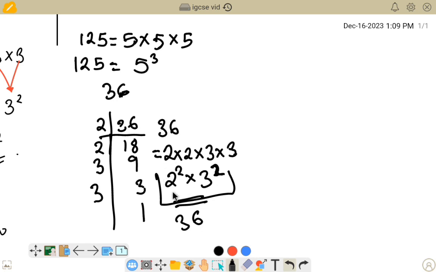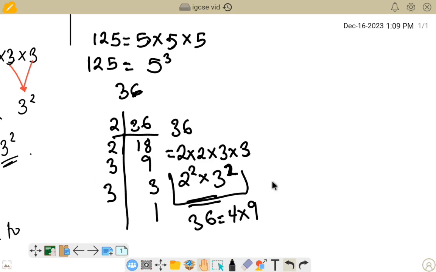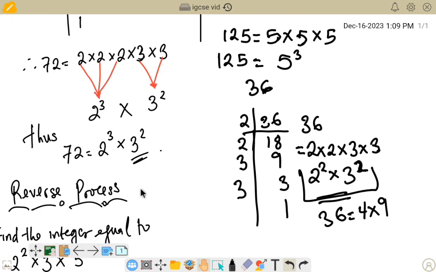This is 4. 2 times 2 is 4. And 3 times 3 is 9. That's 3 to the power 2 is 9. So you have 4 times 9. This is 36. So 36 is equivalent to 2 to the power 2 times 3 to the power 2. So that's a way of breaking down a number to the index form.